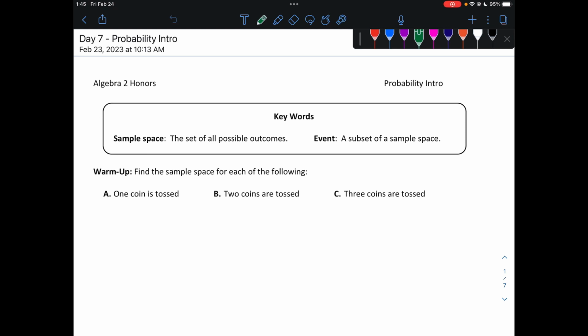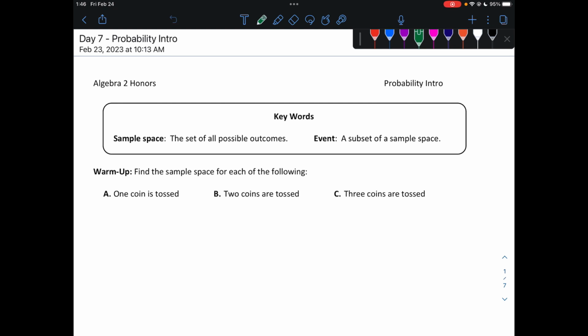In this video, we're going to take a look at a little introduction to some basic probability. Before we get started, a couple keywords that we need to know. Sample space is a set of all possible outcomes, and an event is a subset of a sample space. Okay, so it's just one part of a sample space.